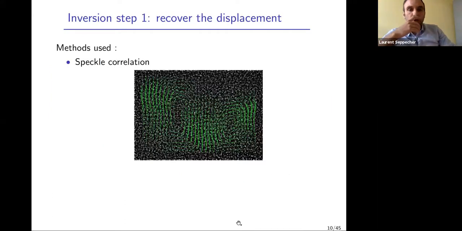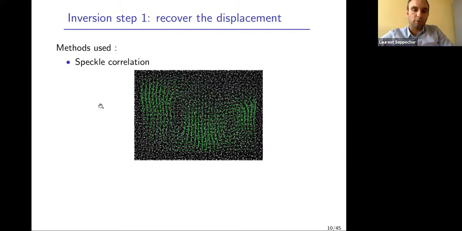So just to clear the first step, then we go to the second one. The first step is mainly made by speckle correlation. You have several images, a movie of a speckle. You see the speckle moving inside, and you have some technique of pattern correlation, which deduces the displacement vector field from a series of images.